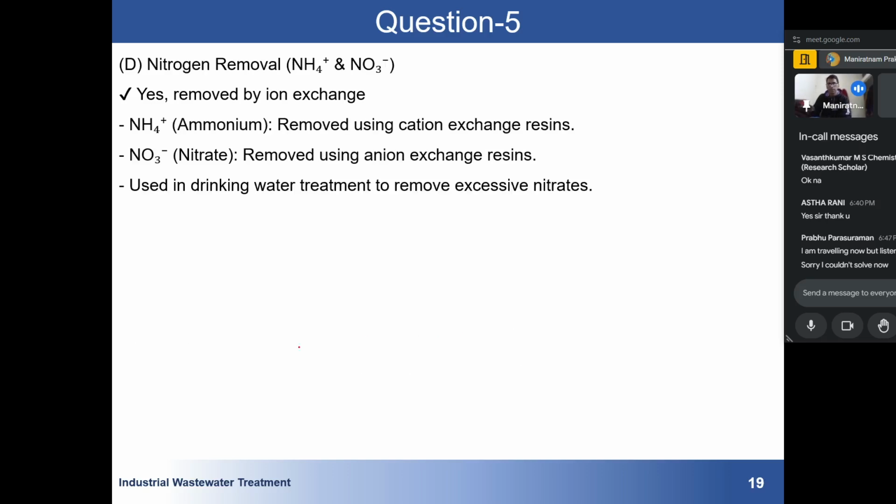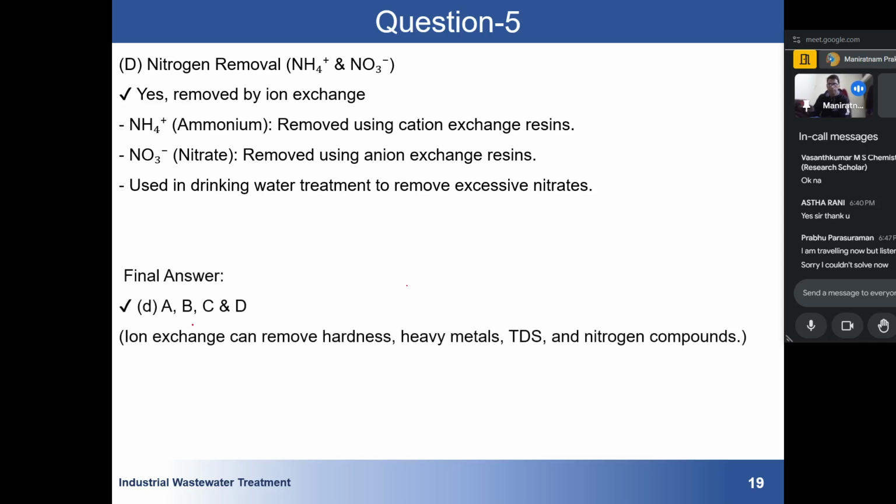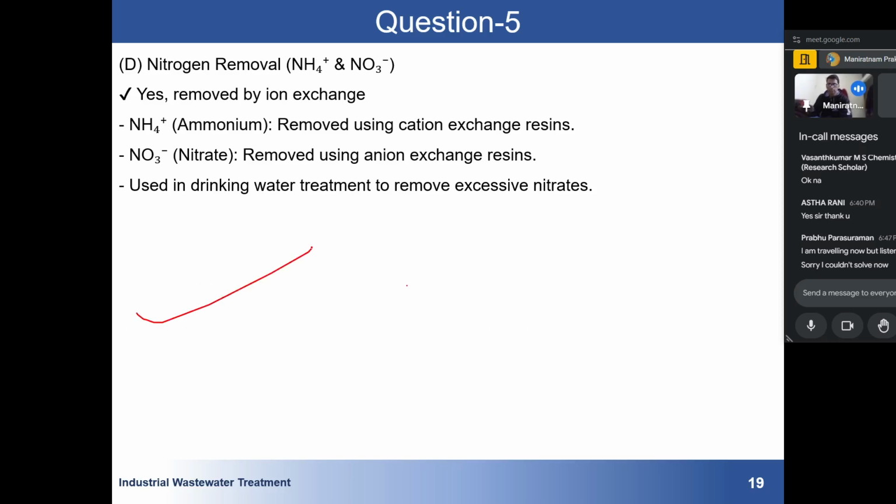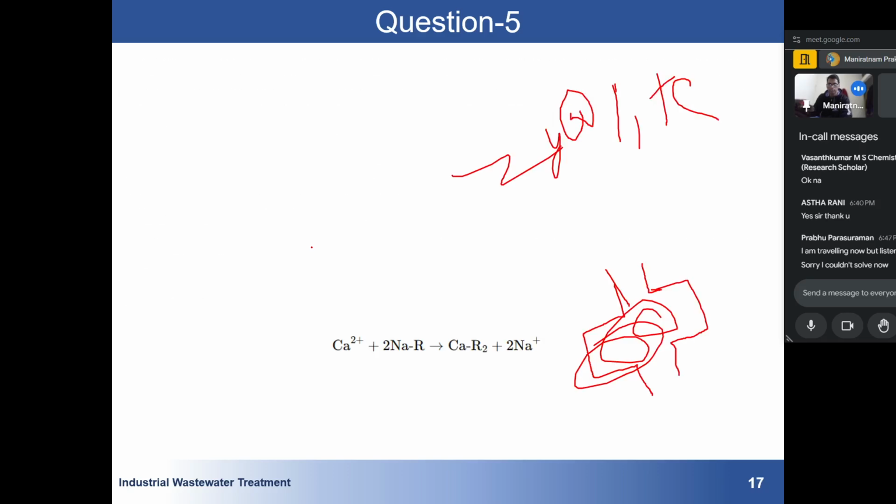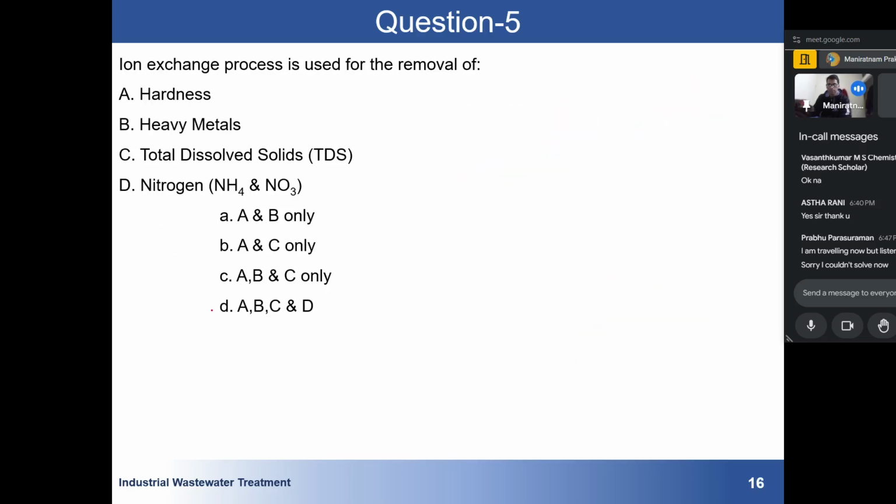Nitrogen: yes, we have already seen the example here, with the help of chloride ions we can exchange and remove nitrate. Okay now. Nitrate is not removed using a cation exchange resin, it is removed using anion exchange resin, used in drinking water treatment to remove excessive nitrates. So the correct answer is D, that is ABCD. Because here, see, the question was like this. So the correct answer will be D.